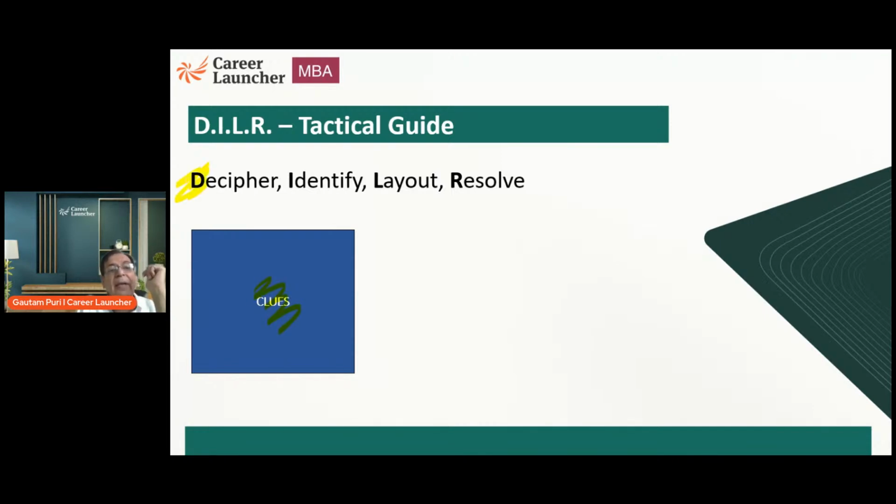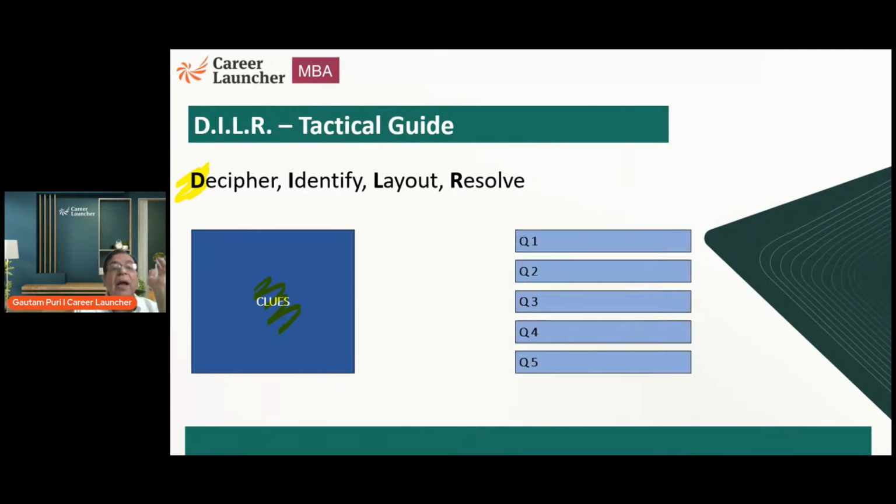That is the D. Then you don't solve the data set. You look at the questions and you identify the information given in the question. This is the step most people forget about. Third step is the layout. Now you look at tabulating the data and then you look at solving the questions.